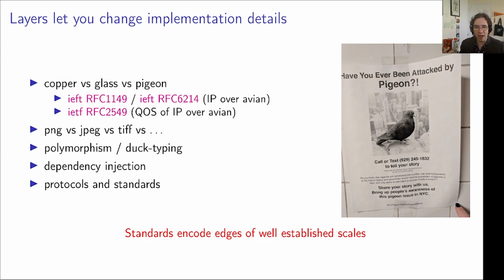And as you start to lock these things down, this is where we start defining protocols and standards. I think a way to view this is whenever you have a standard or a protocol that you've defined, you're defining the edge of a scale. Below that, you don't know the details, and above that, you can just use the interface.